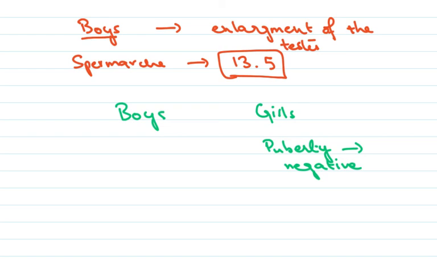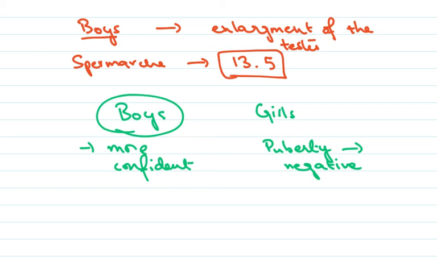With regards to boys, if they hit puberty earlier, one of the things you'll see is that they are actually more confident than other boys their age. So this also seems to be a sex difference that we observe in terms of early versus late sexual maturation.